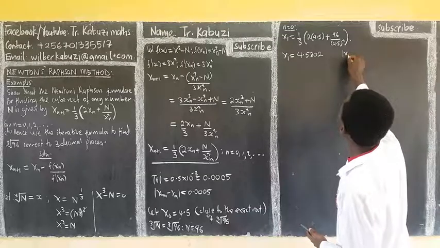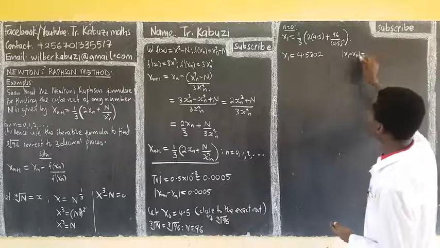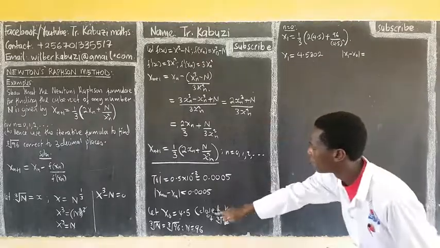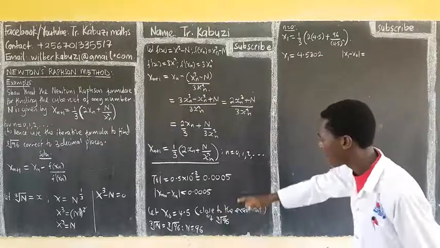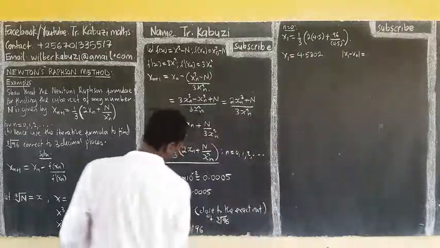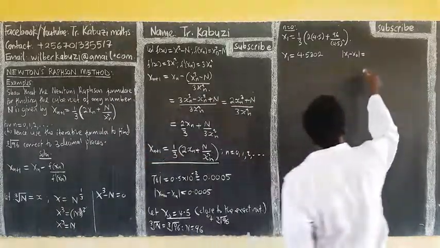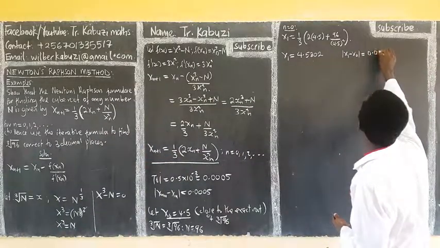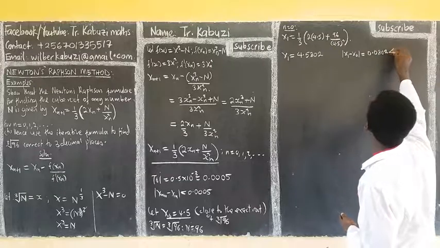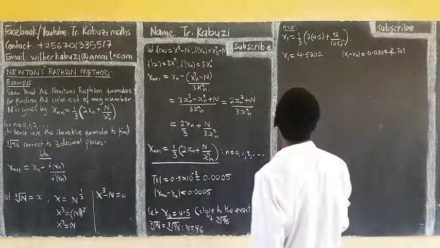So you see my x1 and my x naught. When you subtract this from x naught, where is our x naught? This one, our x naught here. You get 0.0802, which is not less than the tolerance. So we move for another.